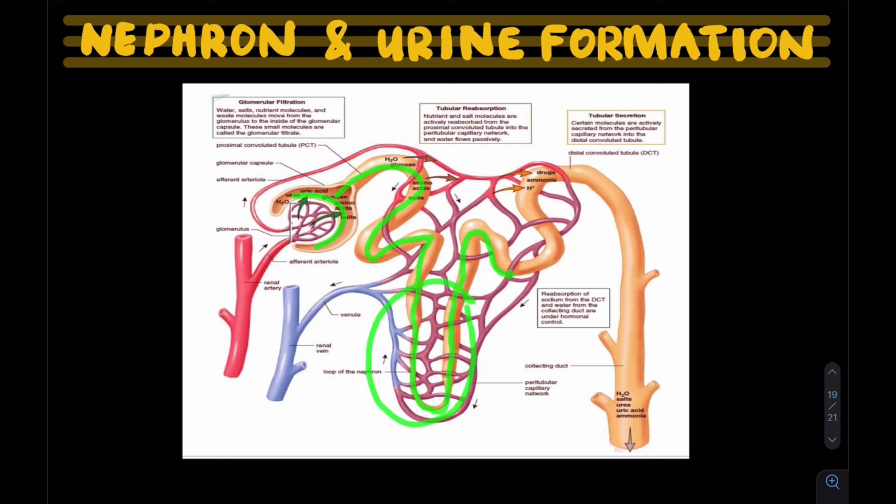At the distal convoluted tubule, some reabsorption and secretion occur, and lastly into the collecting duct for reabsorption of water, salt, and urea. The filtrate that is left over from the reabsorption and secretion process will move into the bladder, where it becomes urine.